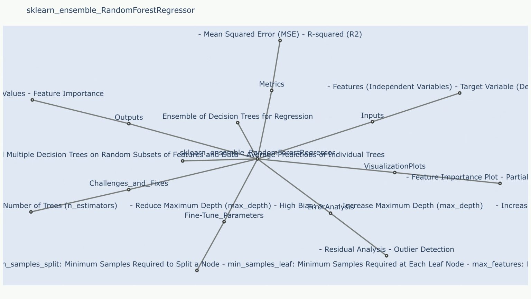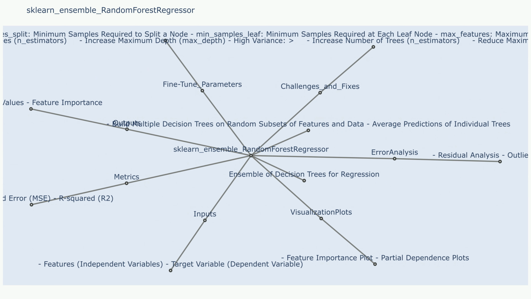Fine-tune parameters. Parameter 1. Explain in detail. n_estimators determines the number of trees in the forest. Increasing this value generally improves performance but can also increase training time. Parameter 2. Explain in detail. max_depth controls the maximum depth of each decision tree. Limiting depth can help prevent overfitting by restricting the complexity of the trees.